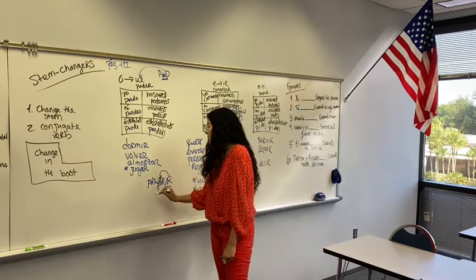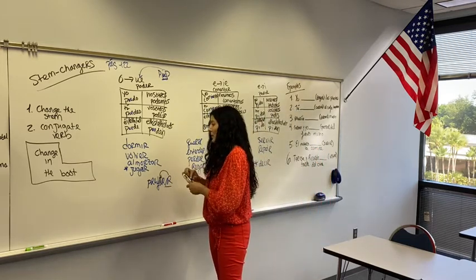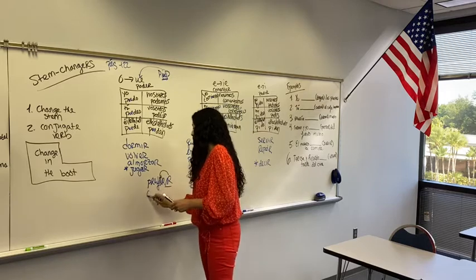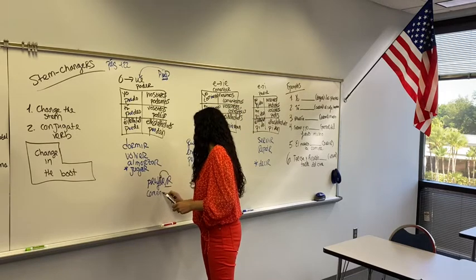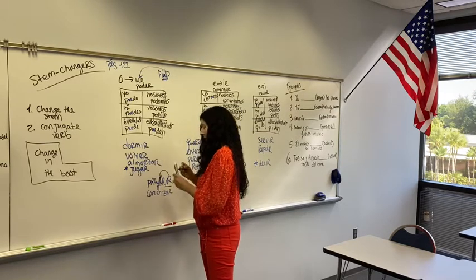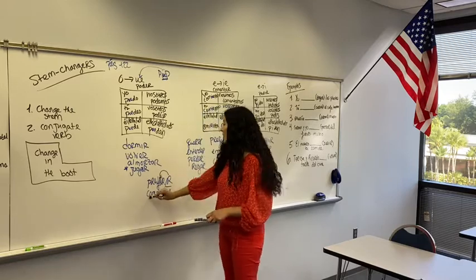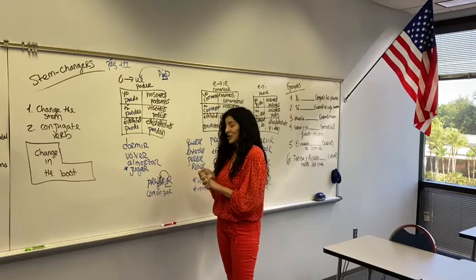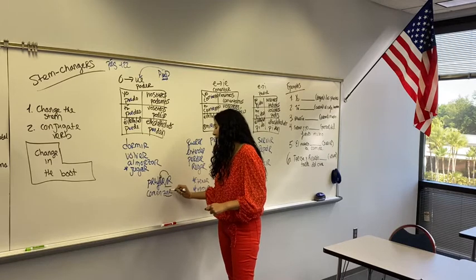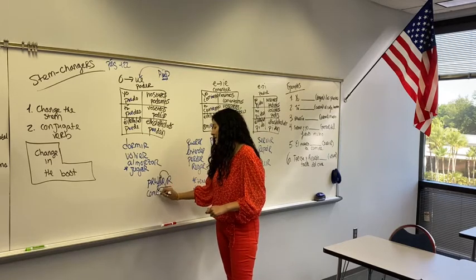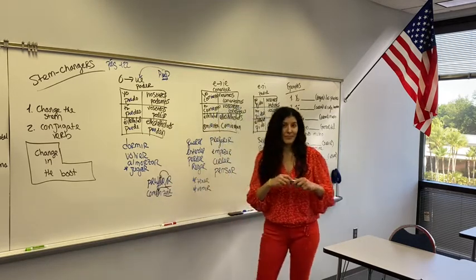For example, with comenzar, where we have two vowels, we know that it's not the O but the E that's going to stem change, because that is the one that is closest to the infinitive. Okay?